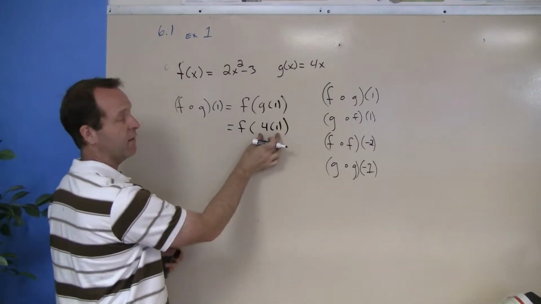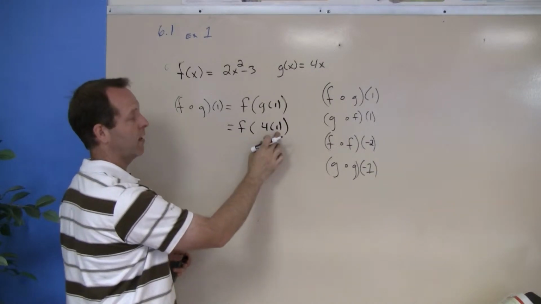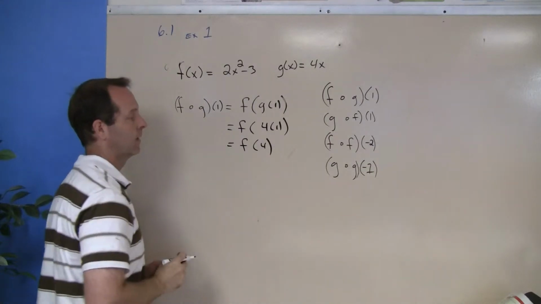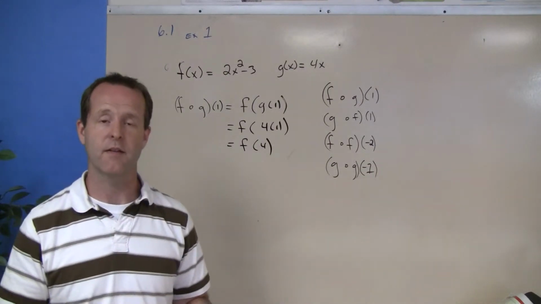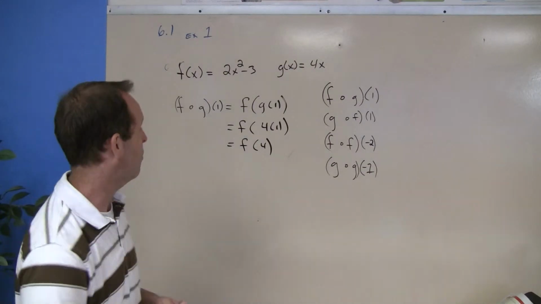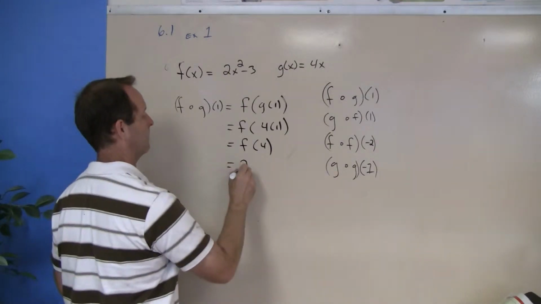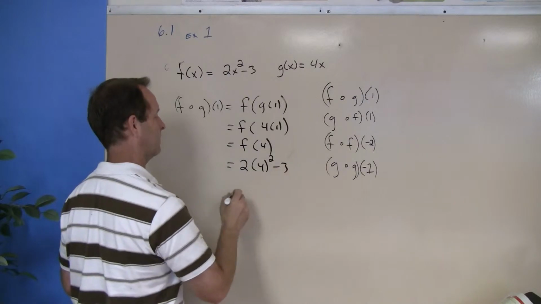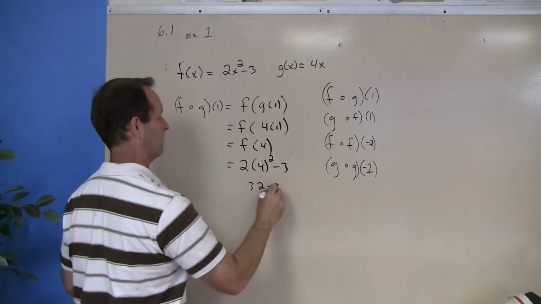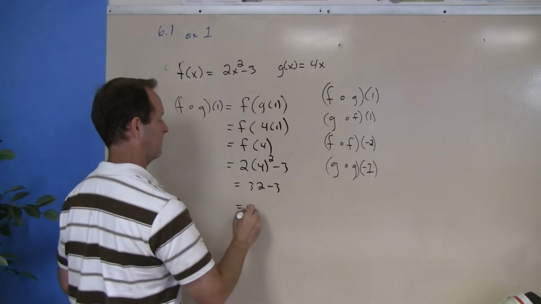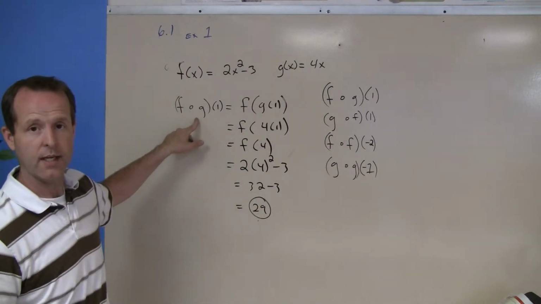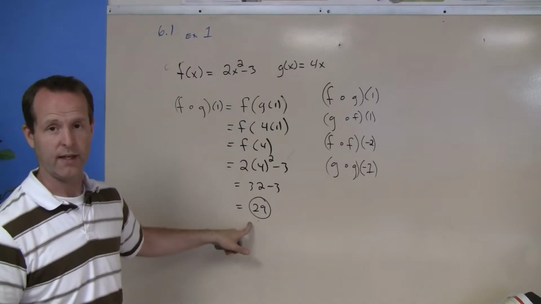See that this is just g of x, 4 times x, but this time I wanted to use a 1, so it equals f of 4. So now I want to find out what happens on the f function when it's evaluated at 4. So f composed with g at 1 is 29.